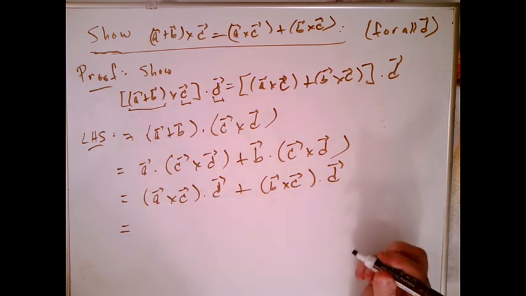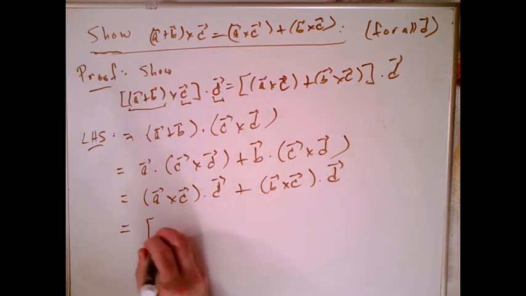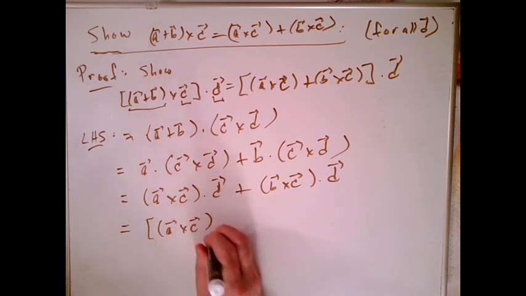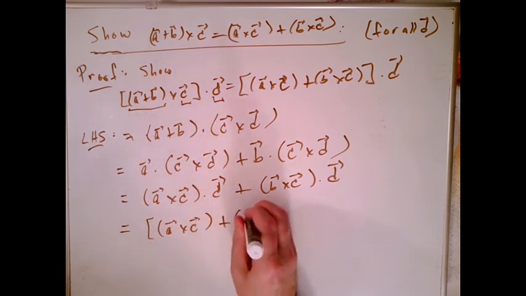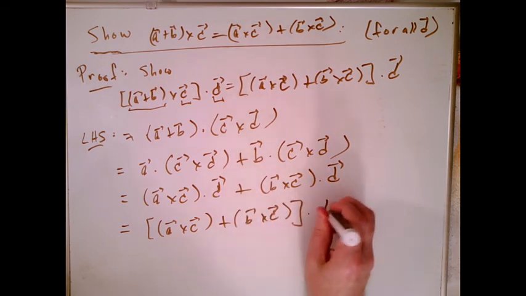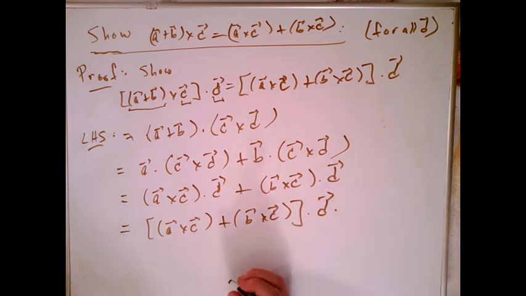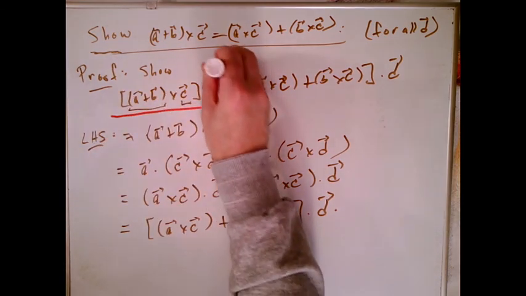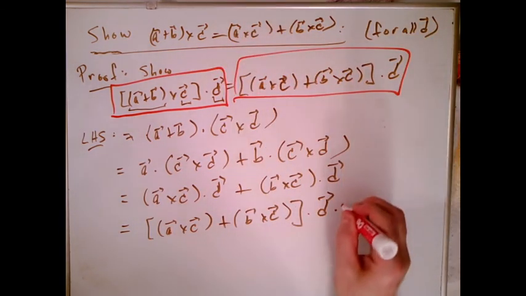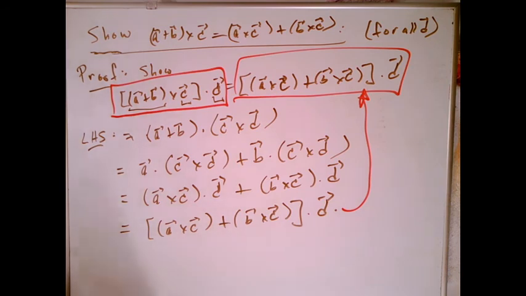This looks like we're undistributing. This is going to look like A cross C plus B cross C, all dot D. Now what does that show? That shows that this is equal to this for all D.